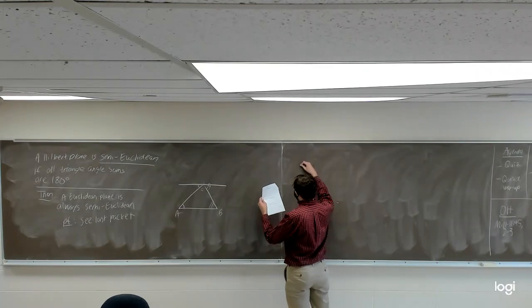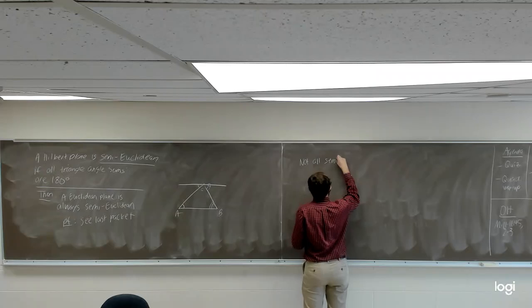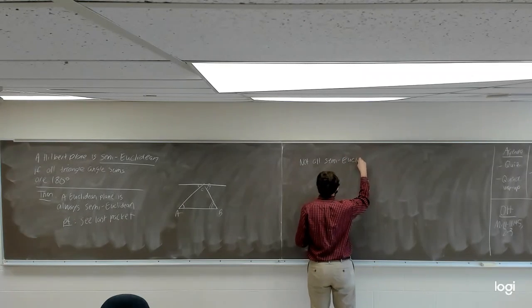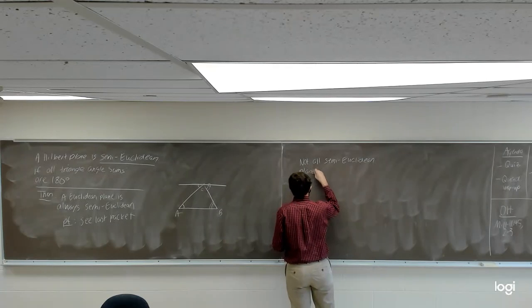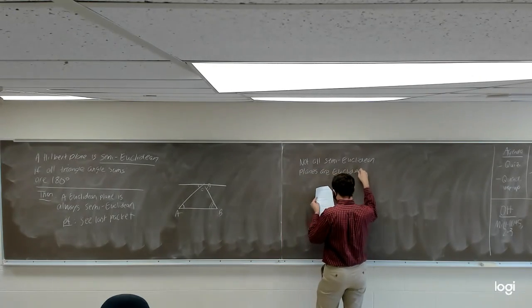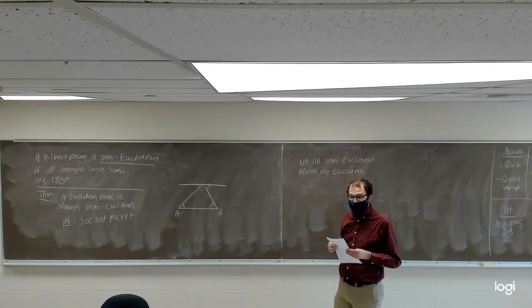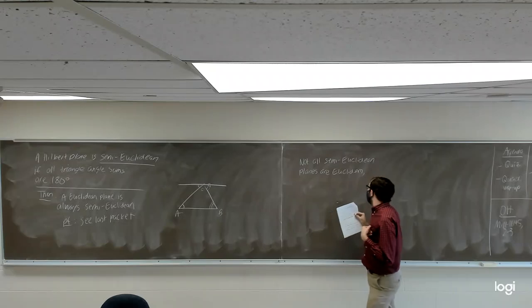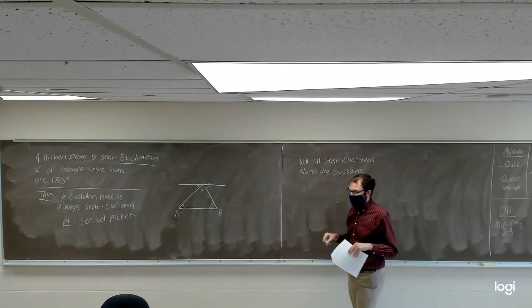It turns out to be the case that not all semi-Euclidean planes are Euclidean. Though we haven't seen any examples of Hilbert planes that are semi-Euclidean but not Euclidean, because they're very hard to construct.